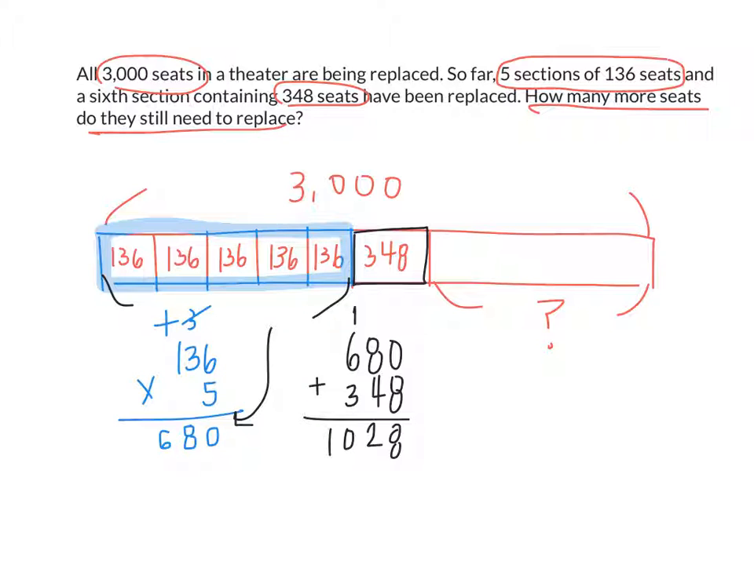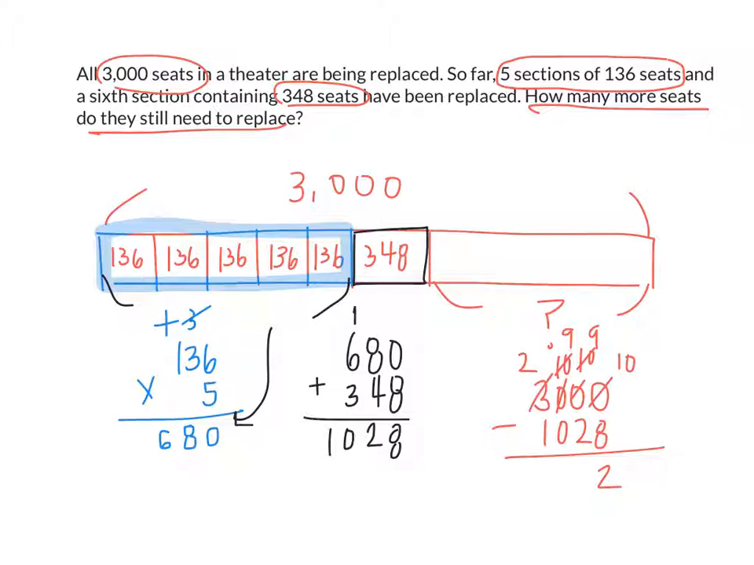No, because if I go back and look at what the question's asking, it says how many more seats do they still need to replace, not how many seats have they replaced. So I need to take the total, 3,000, and I need to subtract the number that is already done to find out how many more need to be replaced. 0 minus 8, of course, is negative 8, and we don't want that, so we have to regroup. If I take one of the thousands, that would become 10 hundreds, but I'm going to take one of those to become 10 tens. I'm going to take one of those to become 10 ones. Now I have 8 ones, but I need to take that away from 10 ones, so that is 2 ones.